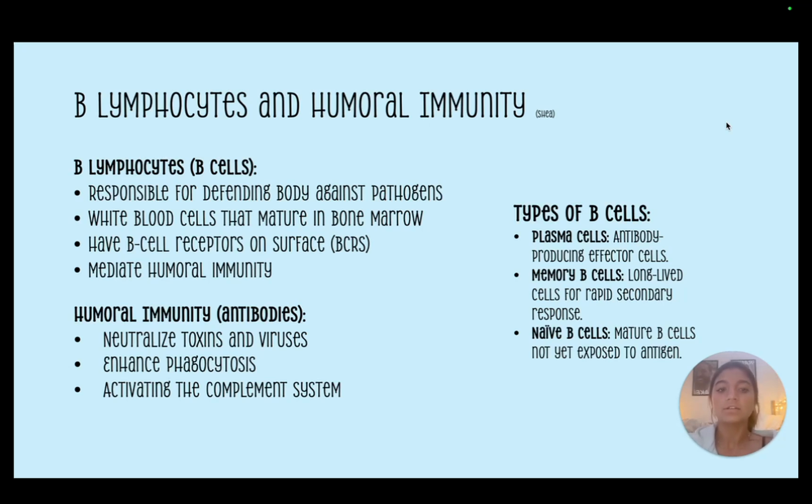The plasma cells are antibody-producing effector cells. The memory B cells are long-lived cells for rapid secondary response. And naive B cells are mature B cells not yet exposed to the antigens.